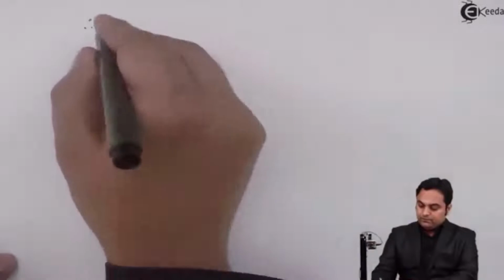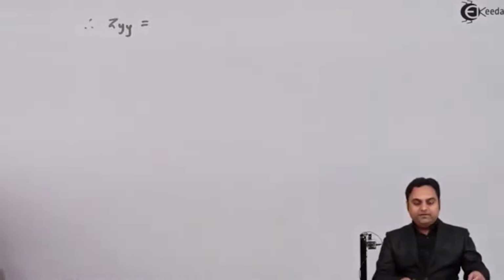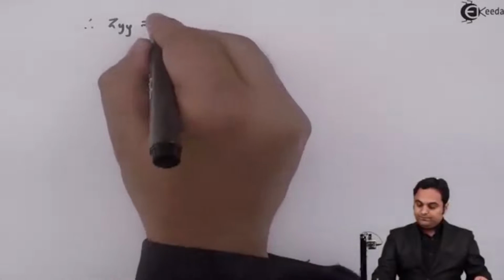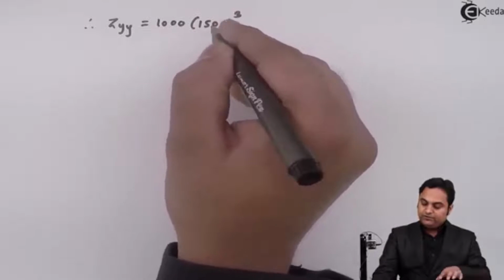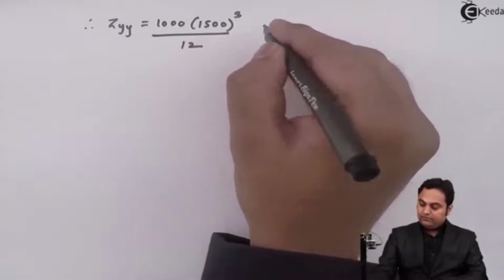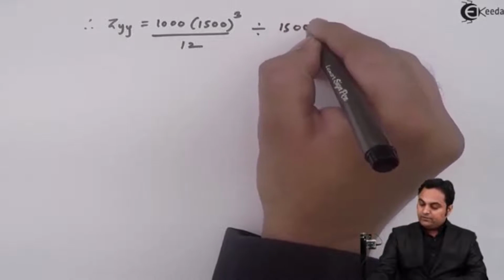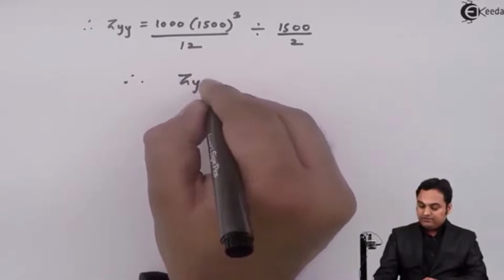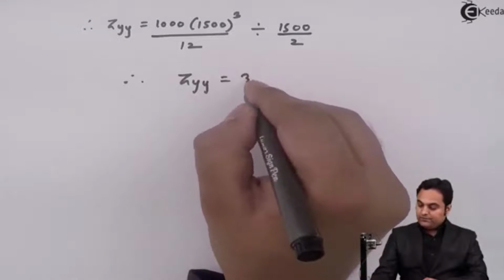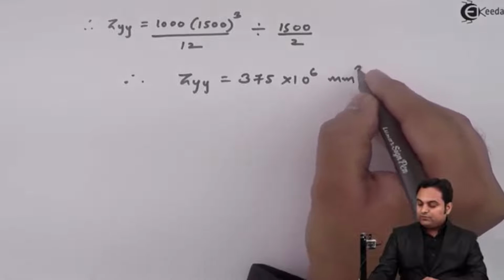Therefore Zyy is equal to, now d and b values, d is 1000, b is 1500, so 1000 into 1500 cube divided by 12, divided by 1500 by 2. From the calculation of this, Zyy comes out to be 375 into 10 raised to 6 mm cube.